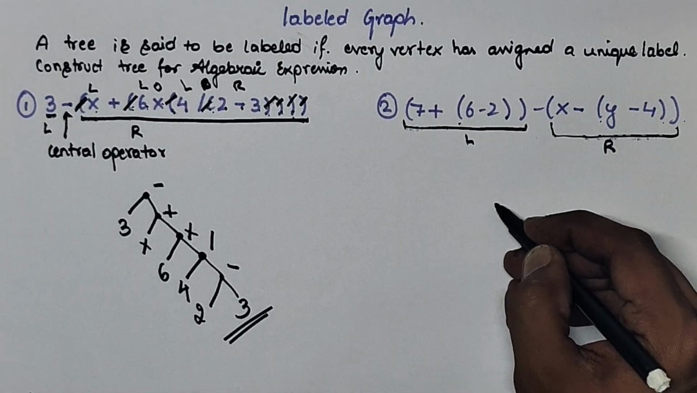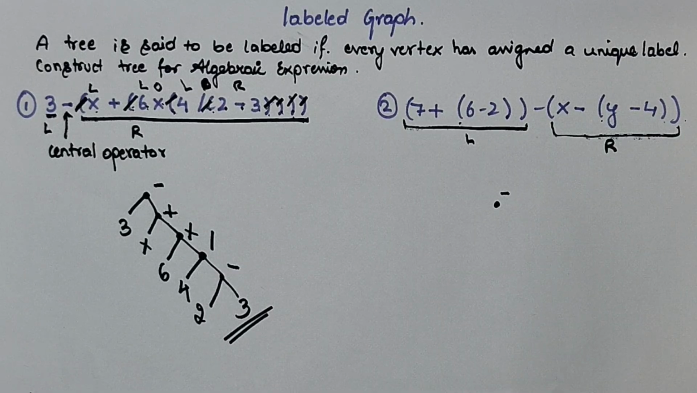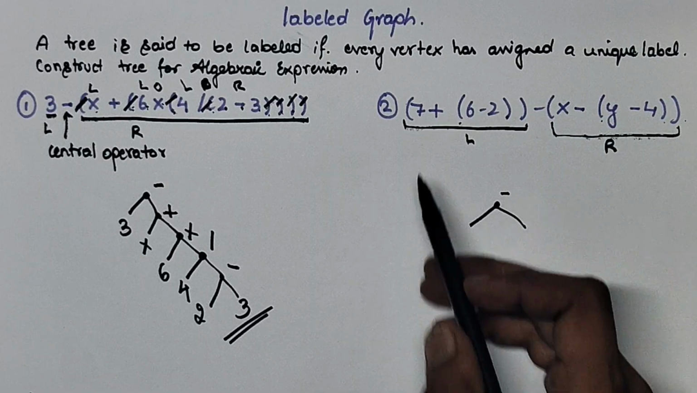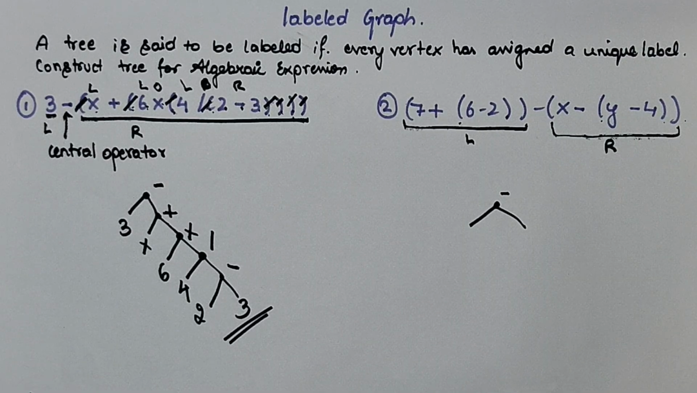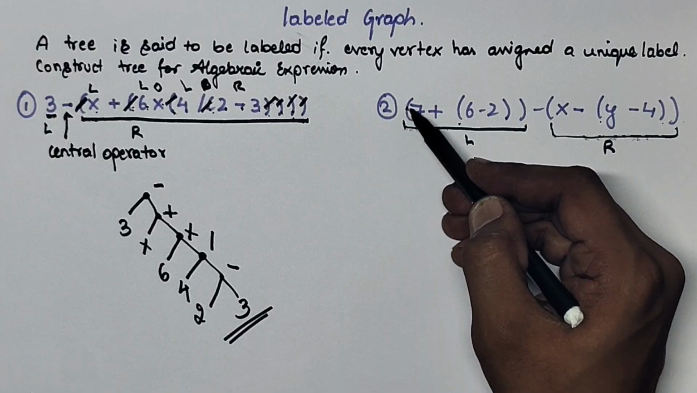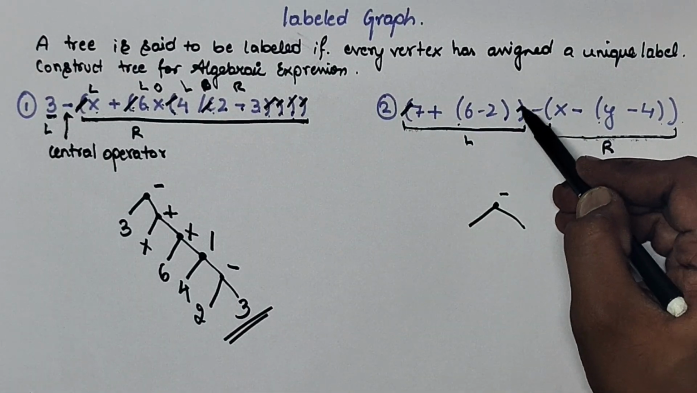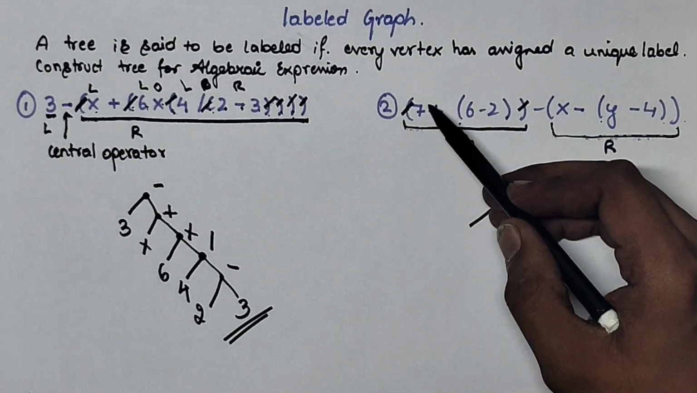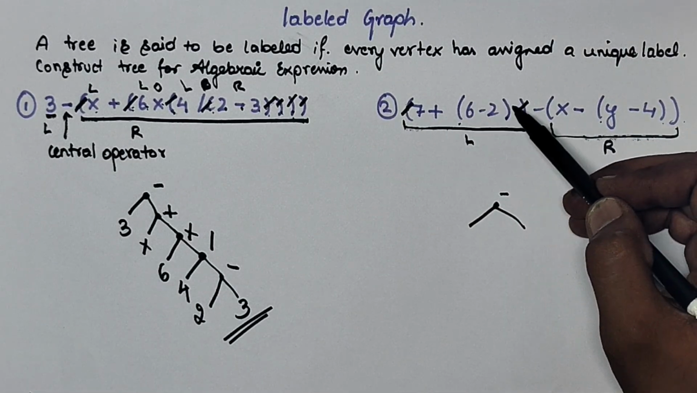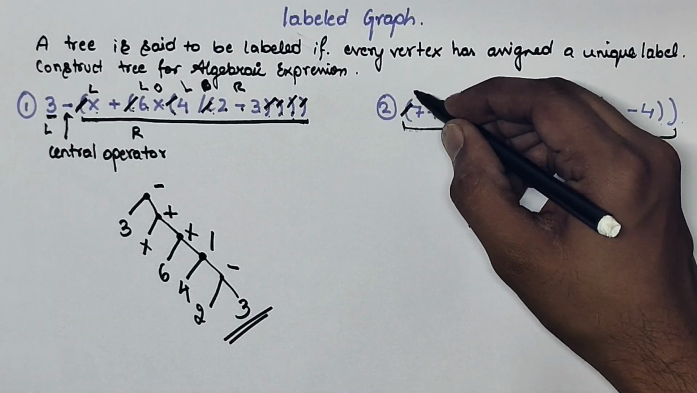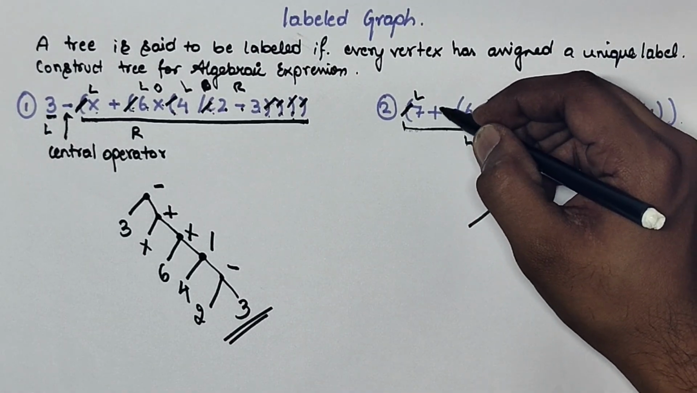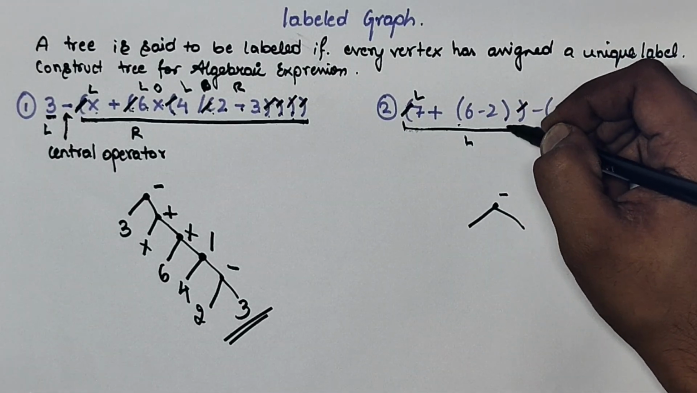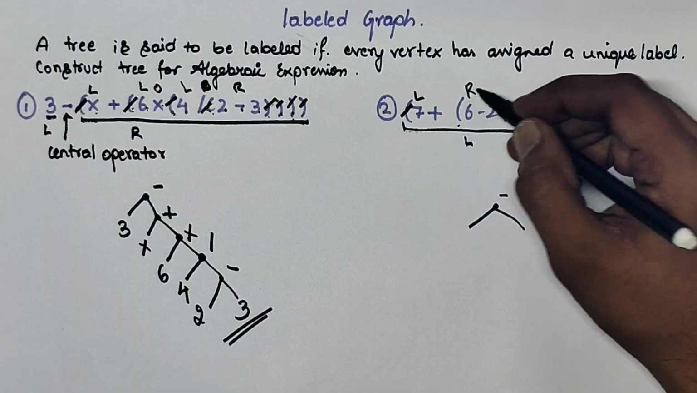So what you will be doing, you will be just writing the minus, that is the central operator. Next, left and right, if you want to write, you must open the bracket and write them uniquely. So if I select this left one and open the bracket, that is, I will be removing the open bracket and closed bracket. 7 plus open bracket and closed bracket. So 7 will be the left operand, plus is the central operator, and the elements within the open bracket and closed bracket will be considered as the right operands.